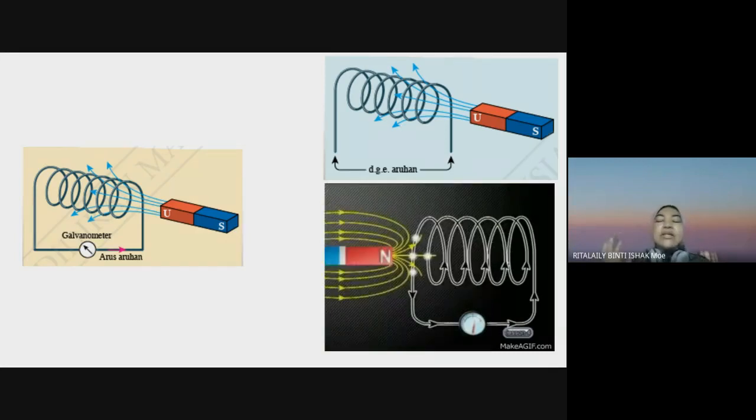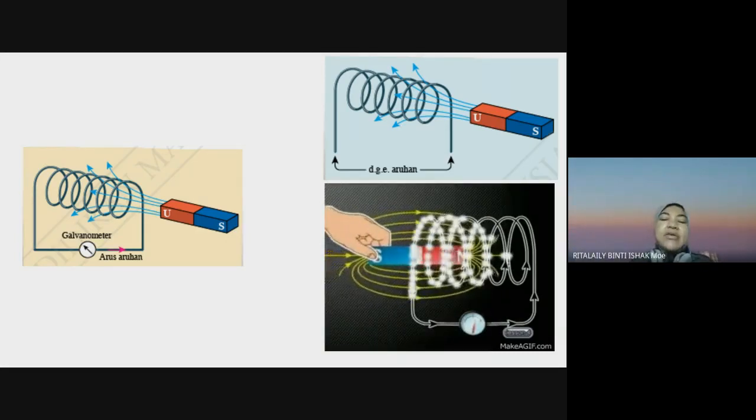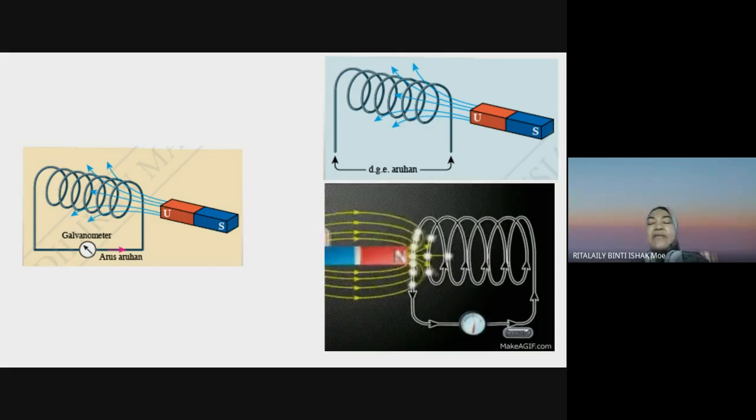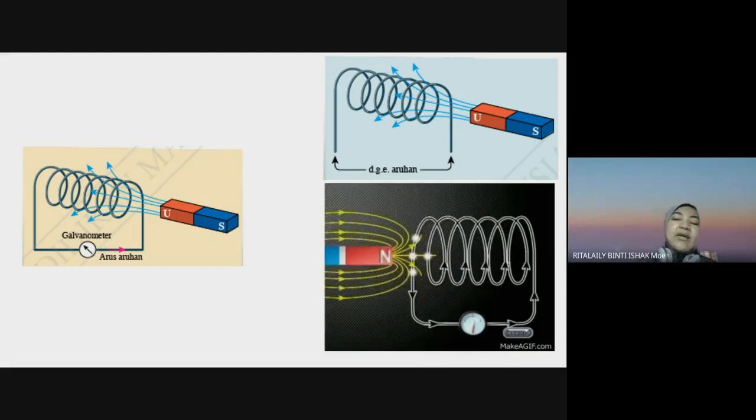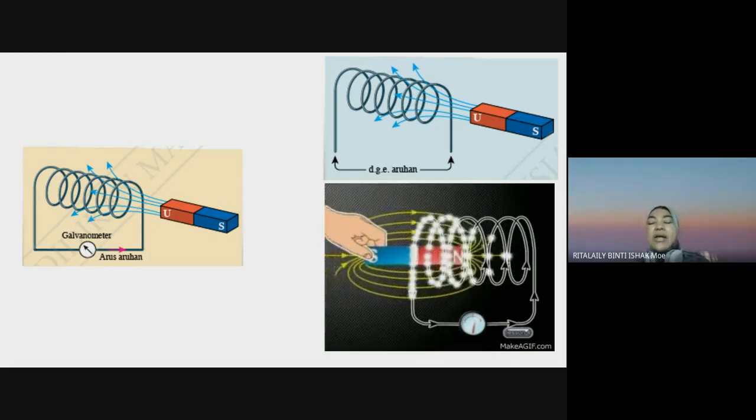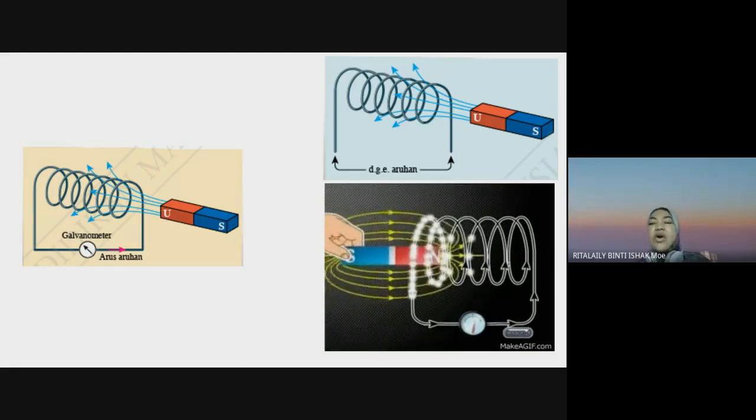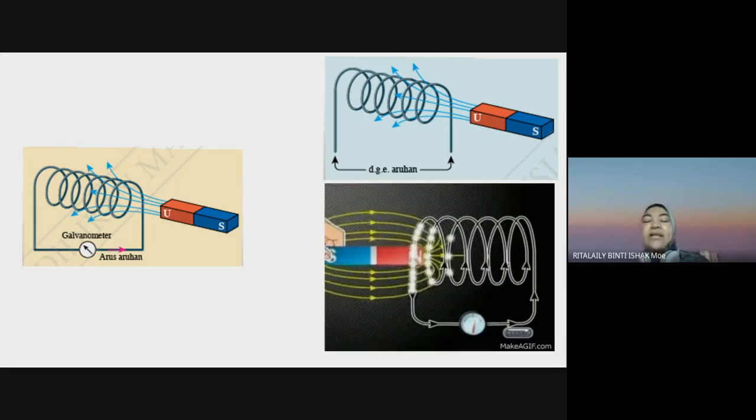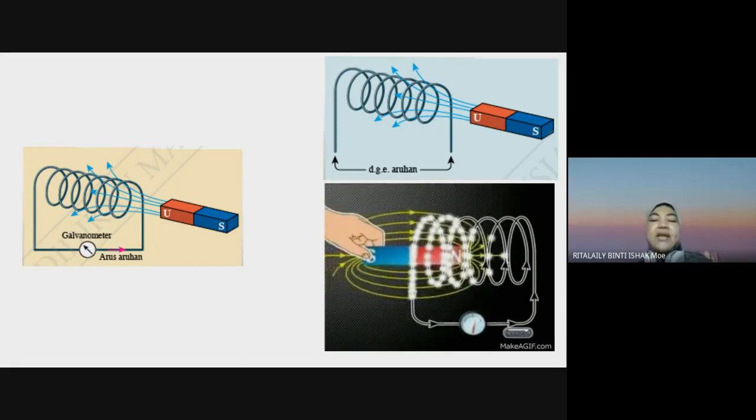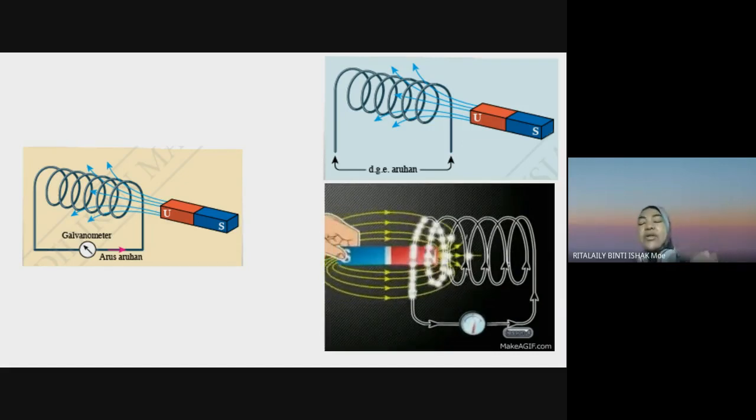So this is the first learning standard. You need to be able to describe how the induced current or induced EMF is produced. The basic is that when there is cutting of magnetic flux, whether the conductor is a straight conductor or a solenoid, there will be an induced EMF in the conductor, hence producing induced current.